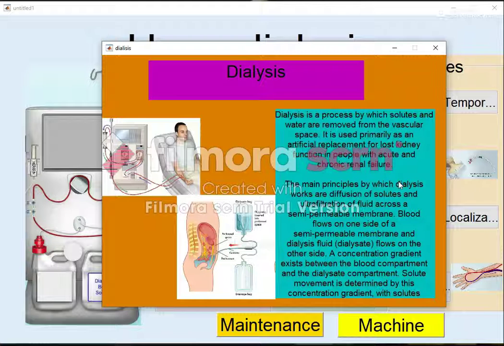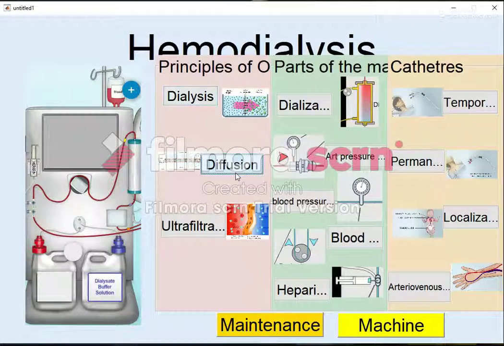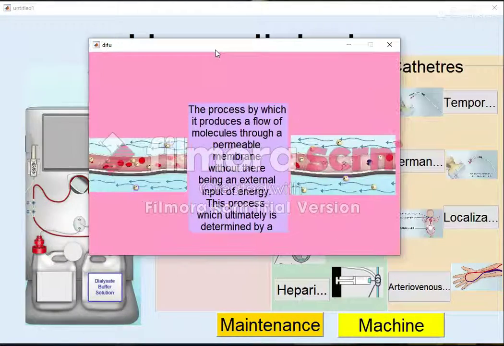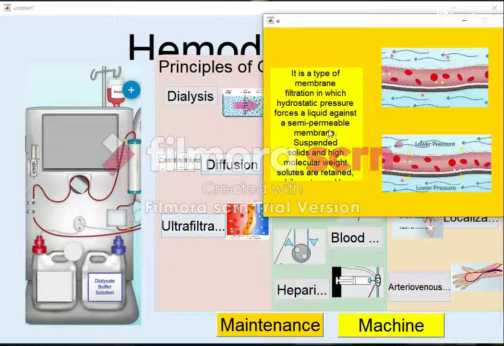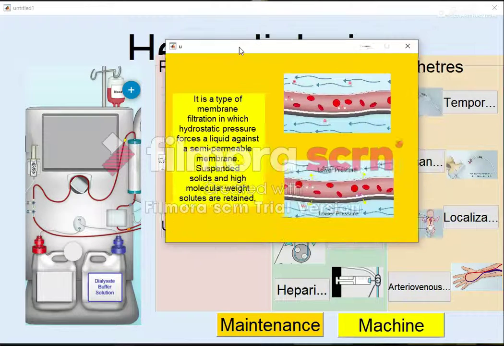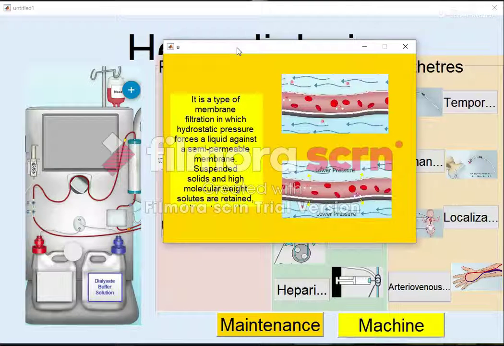The second part is diffusion. Diffusion is the process by which a flux of molecules is produced through a permeable membrane. And the third is ultrafiltration. In this case, it is a type of membrane filtration in which hydrostatic pressure forces a liquid through a semi-permeable membrane.